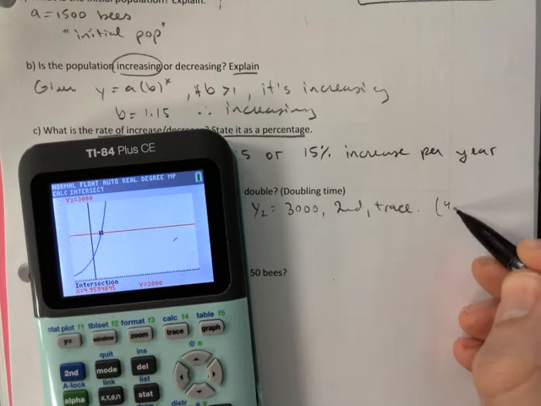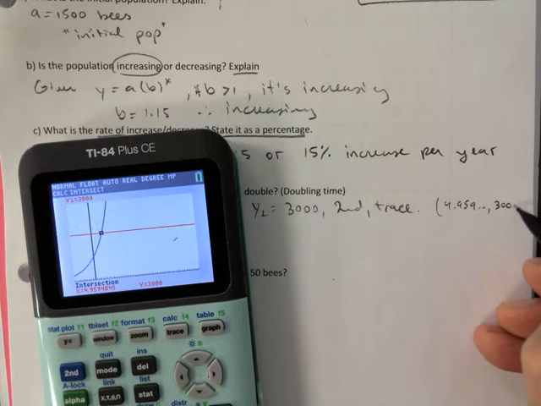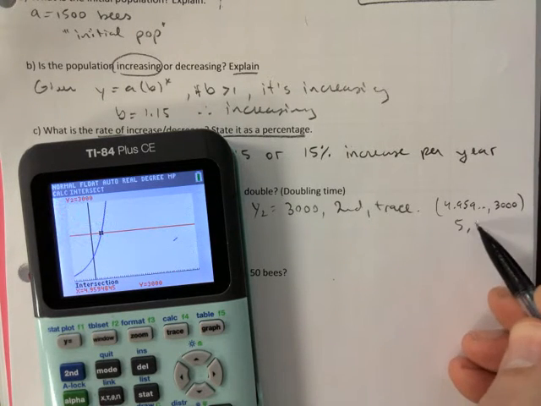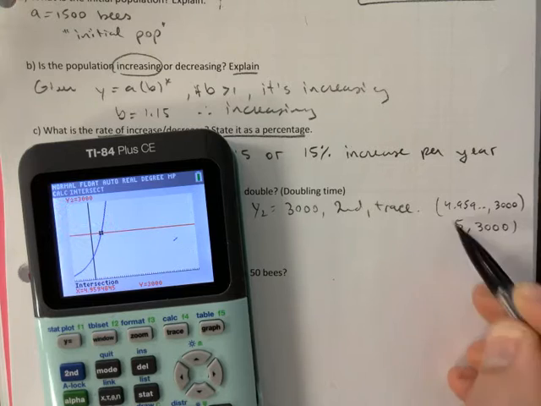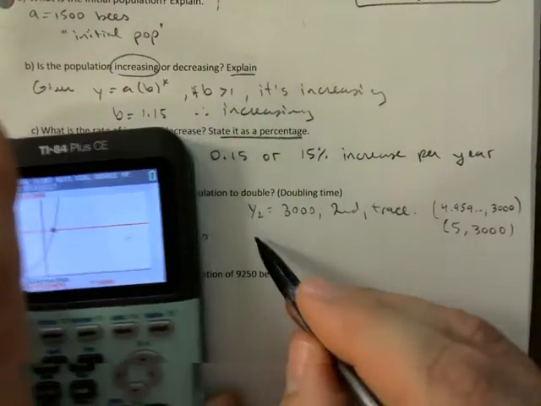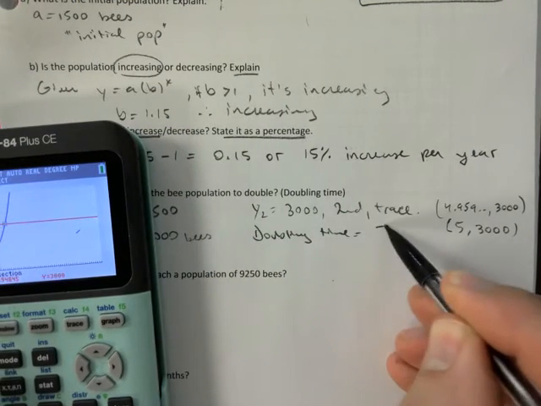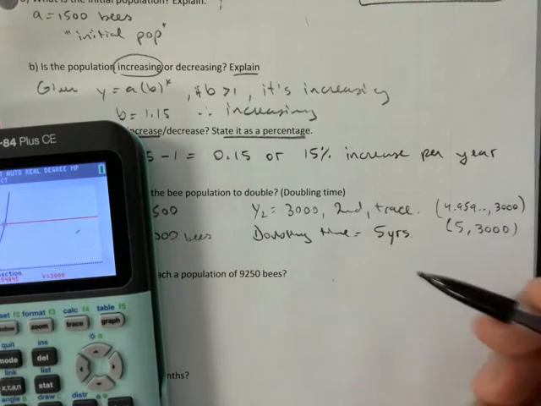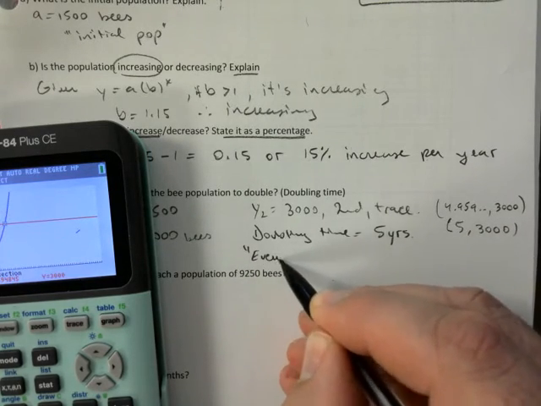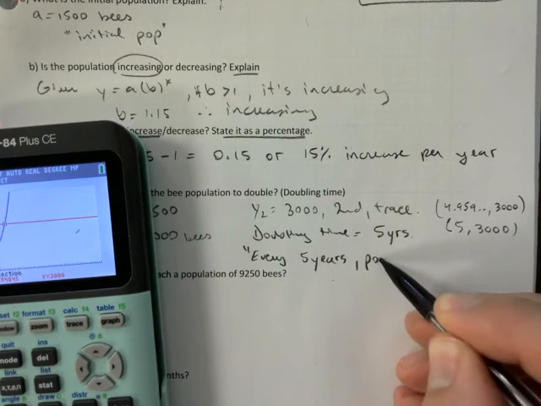So we go 4.959. That keeps going 3,000. And what would you say? This actually rounds to 5, right? 5, 3,000. So doubling time is 5 years. So what does this mean? That every 5 years, you need to know this, every 5 years, population doubles.